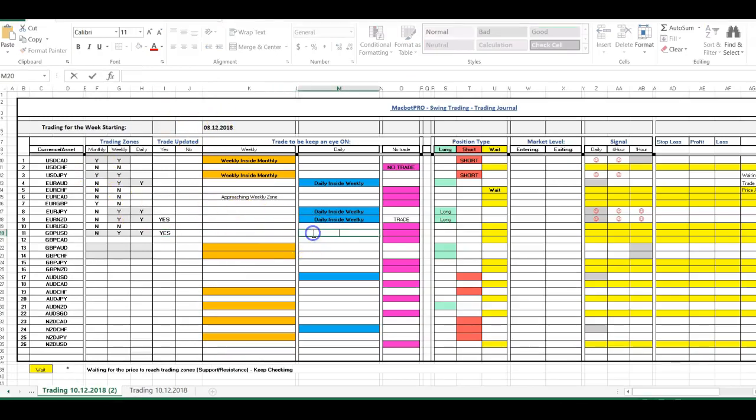We had a daily inside a weekly. This also keeps you on track to see how well the system actually works and how well you're doing. Okay. Trade, and it was a long.